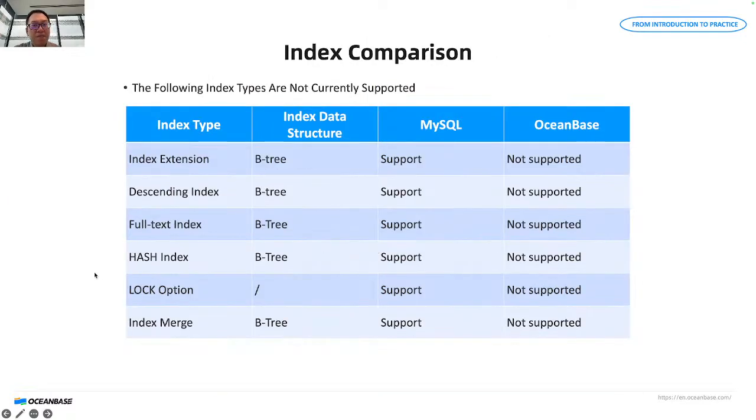Next is the comparison of indexes. Currently, OceanBase does not support the following index: index extension, descending index, full text index, hash index, lock option, and index image. Index merge. Full text index is part of the product iteration plan of OceanBase.